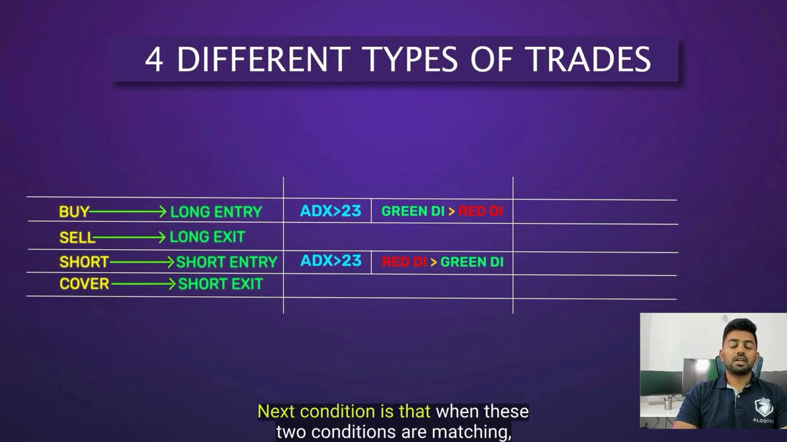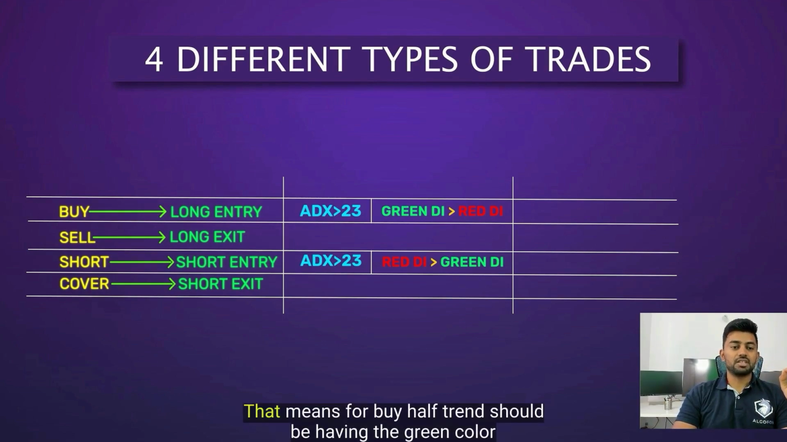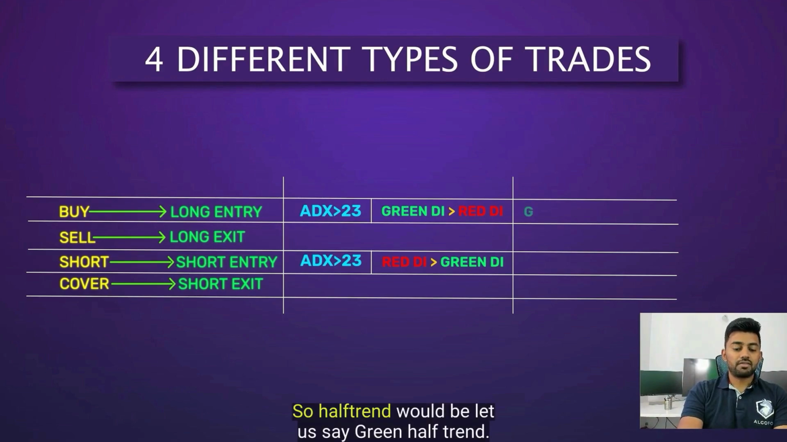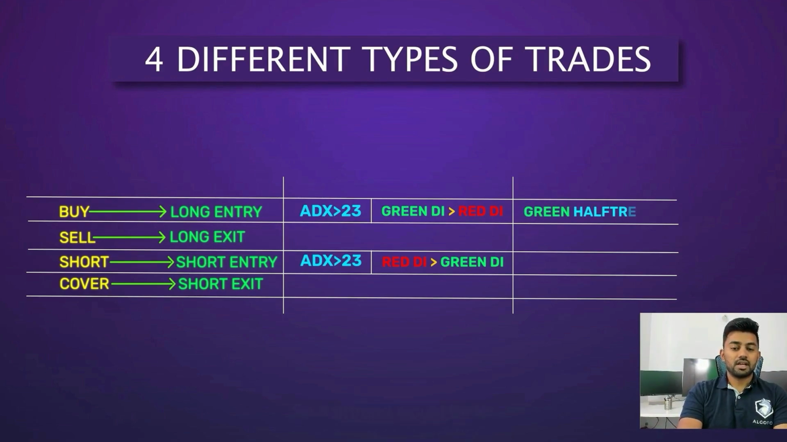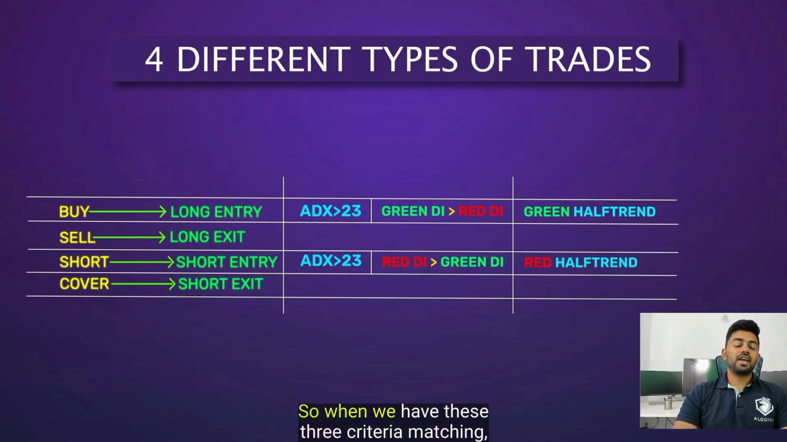Next condition is that when these two conditions are matching, we have to also check half trend. Half trend should be in positive direction. That means for buy, half trend should be having the green color line plotted, or half trend should be bullish. So half trend should be, let us say, a green half trend, and for short, as you could guess, it should be red half trend. Alright, so when we have these 3 criteria matching, we take an entry.